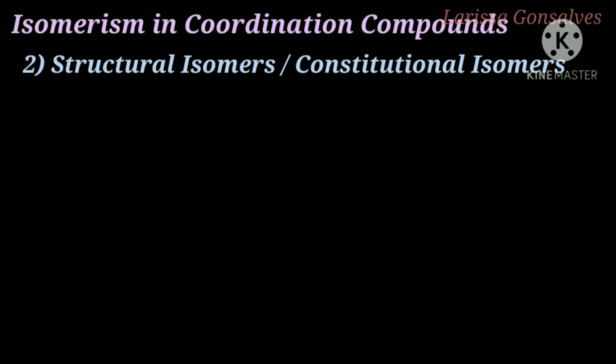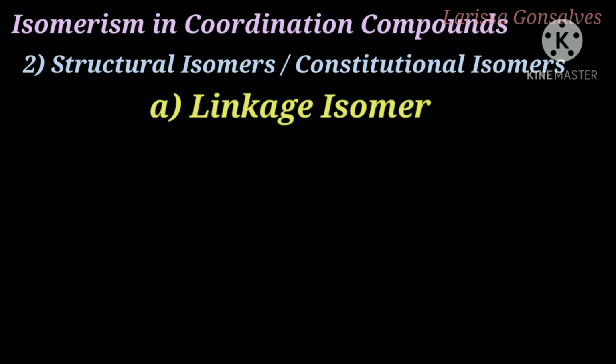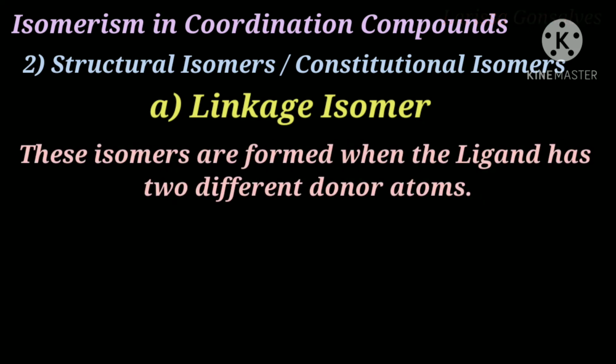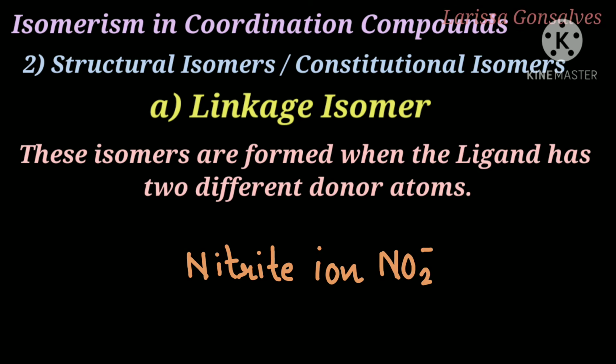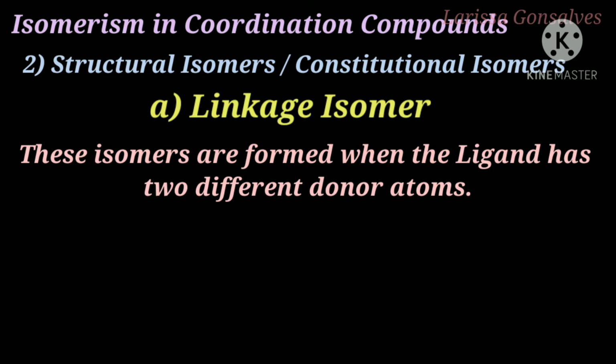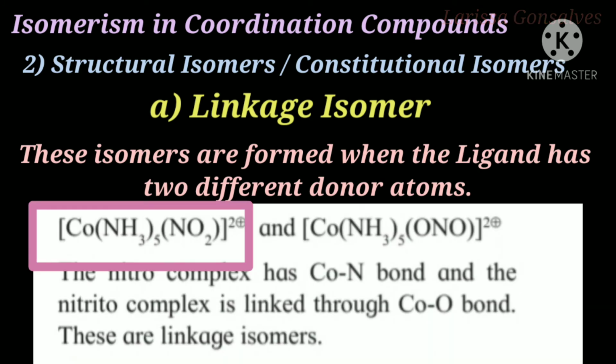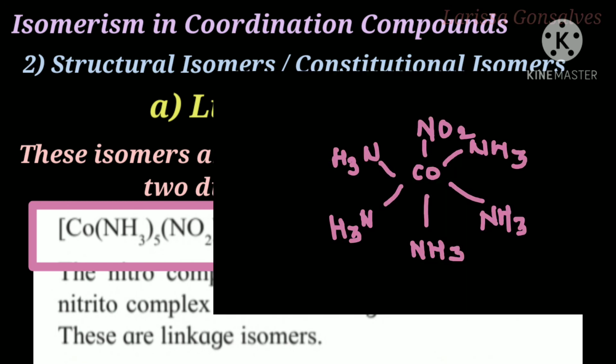First are the linkage isomers. These isomers are formed when the ligand has 2 different donor atoms. For example, the nitrite ion, that is NO2-, has 2 donor atoms, that is nitrogen and oxygen. So here is an example, [Co(NH3)5(NO2)], the bracket being the coordination sphere, raised to a net charge of 2+. Here you can see that the ligand NO2 is coordinated to the central metal ion by the nitrogen atom.